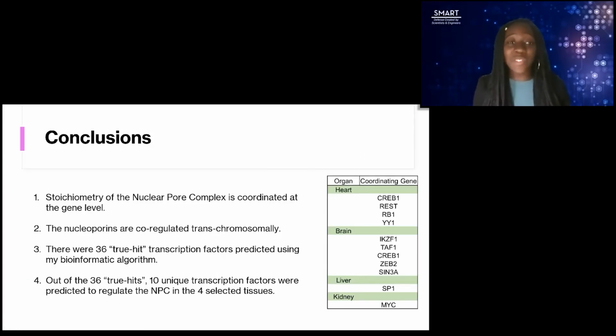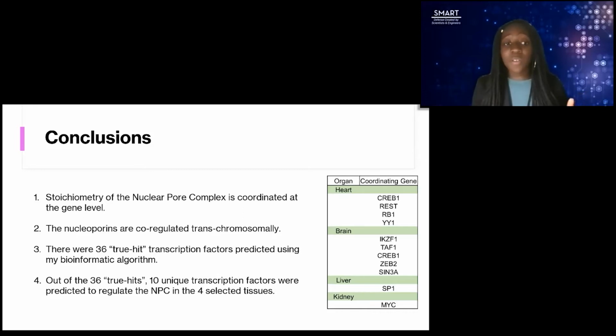First, we found that the stoichiometry of the nucleopore complex is to some extent coordinated at the gene level. This is what we found from our GTEx heat maps that showed that there was different expression for the nucleopore proteins depending on what tissue it was in. 2, we found that the nucleoporins are potentially co-regulated transchromosomally. This is the takeaway we saw from our Circos plots, which showed that if co-regulation is occurring, then there are long-range interactions for that to occur.